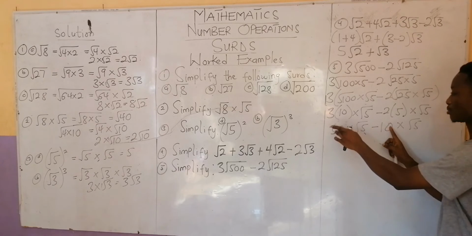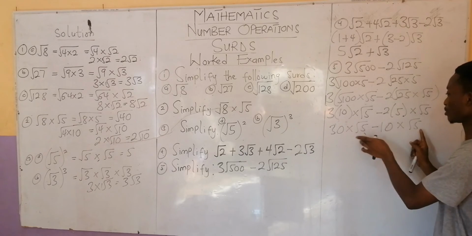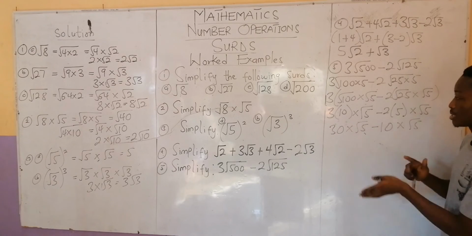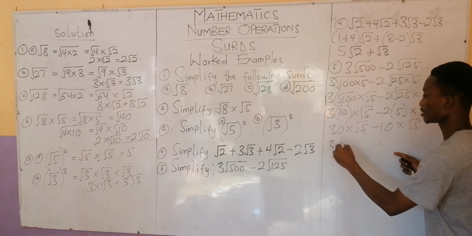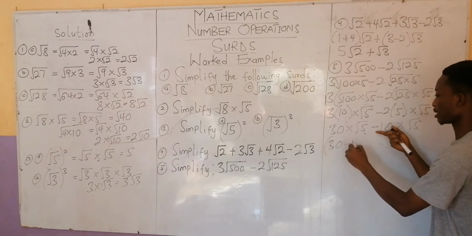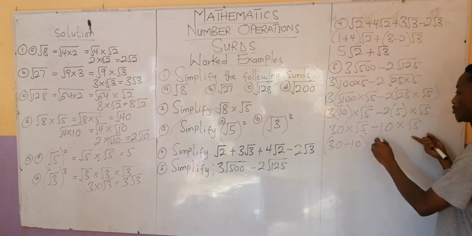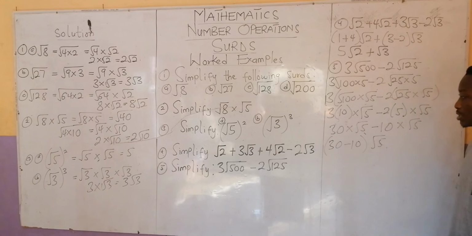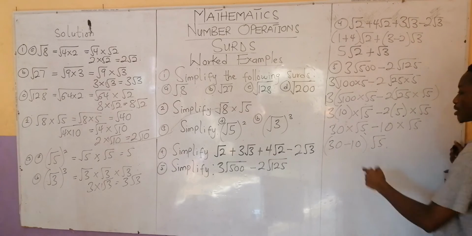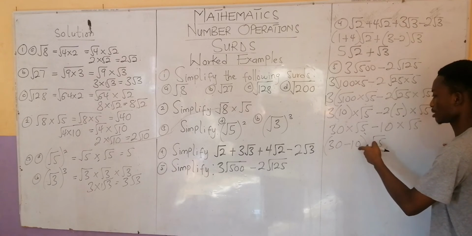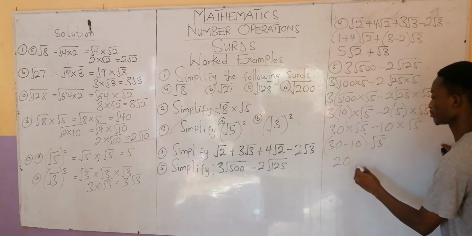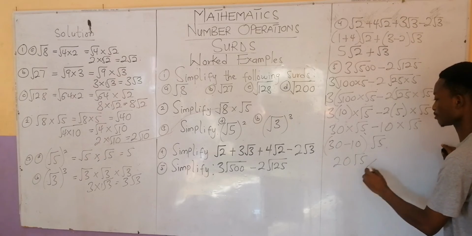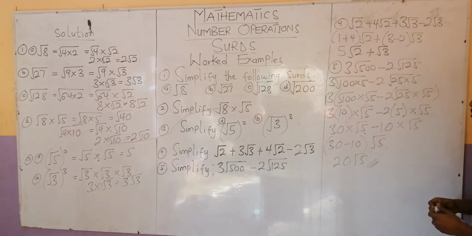So we group those that are here on one side, because they are subtracting. Addition and subtraction, when they are the same, you pick one. So we have 30 minus 10. Since they are the same, we pick just one of it. Now 30 minus 10 is 20 root 5. And you are good to go.